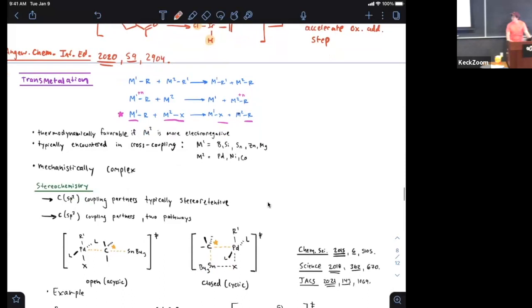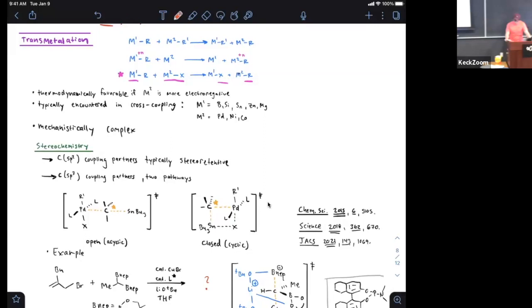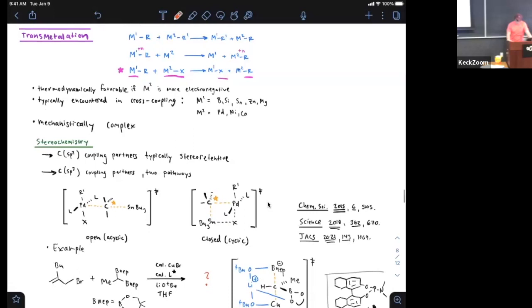Okay, let's zoom through transmetallation. We covered transmetallation a little bit in the main group organometallic lecture, so I won't rehash all of those points. What I'll try to focus on are some of the details of transmetallation as they pertain to cross-coupling, which will be a subsequent lecture. Those details we'll see in the cases of organotin reagents and organoboron reagents, which we didn't cover in much depth in the main group organometallic class.